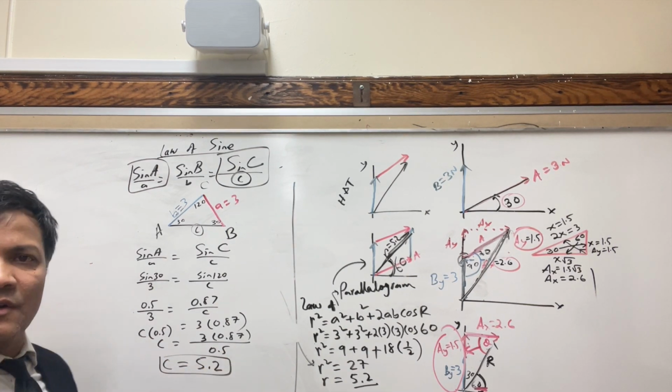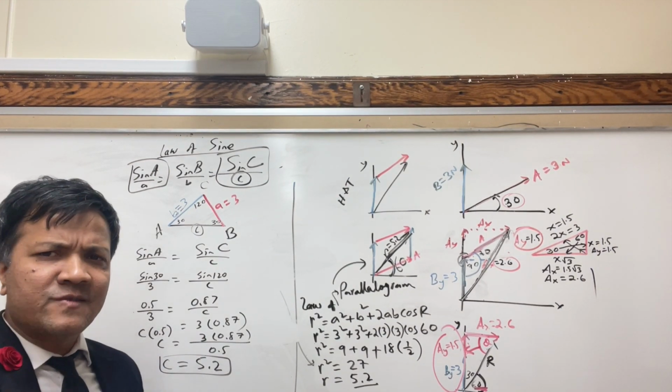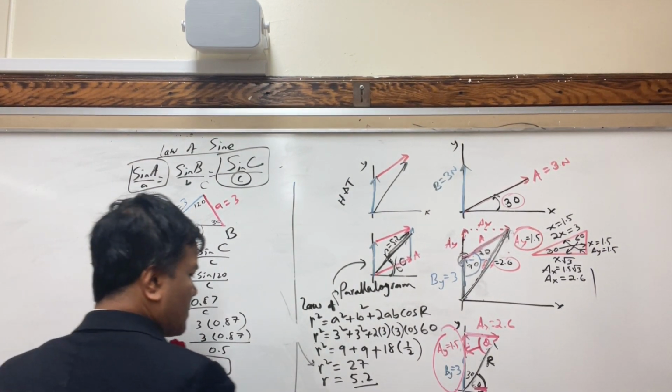And again we got 5.2 as our answer, and that is the law of sine. Now we're going to do the law of cosine.